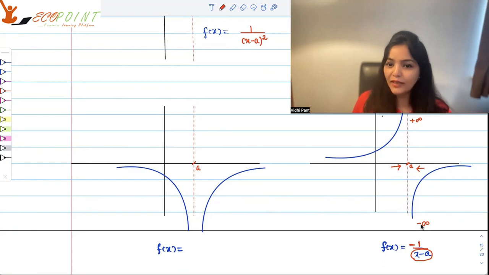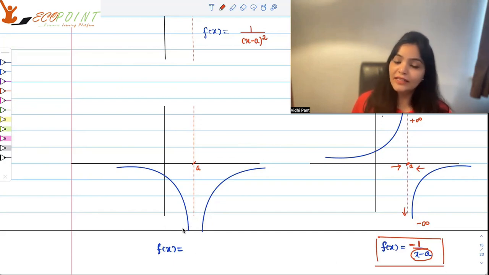Why is that happening? X minus a is a positive entry here, but it's approaching 0 only. And x minus a is actually positive here, and it's moving to 0, hence 1 upon x minus a is moving to infinity. But you are getting minus infinity here, as you can see. Why are you getting minus infinity? Because there has to be a minus in the expression. So that is why this is a graph of f of x equals minus 1 upon x minus a.